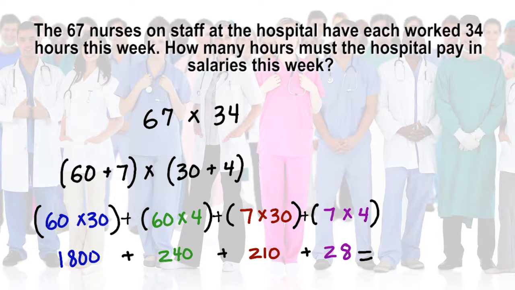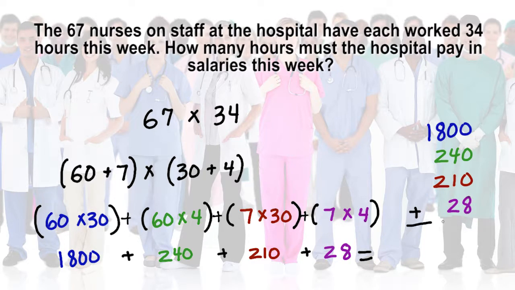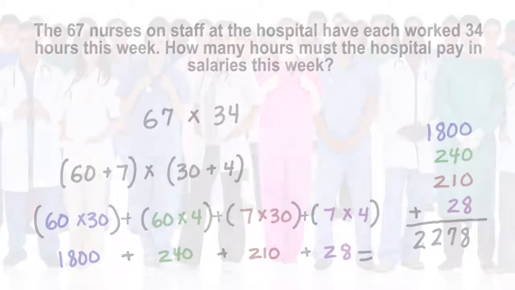And when you add the partial products, 1,800 plus 240 plus 210 plus 28, you get the product 2,278 as the answer to 67 times 34. As students transition to more efficient methods of multiplication, they will recognize the same partial products and be able to keep a mental check of their accuracy.